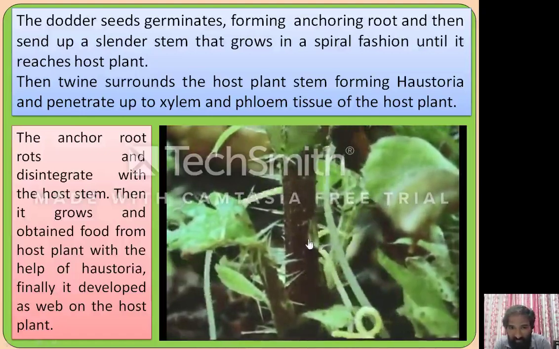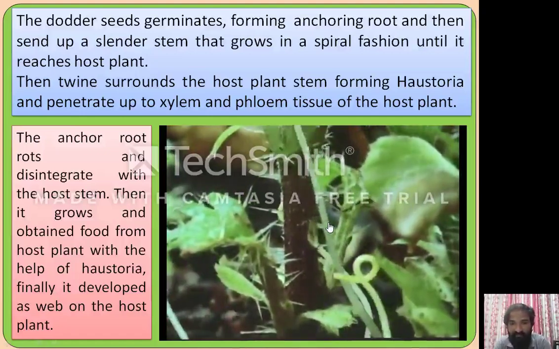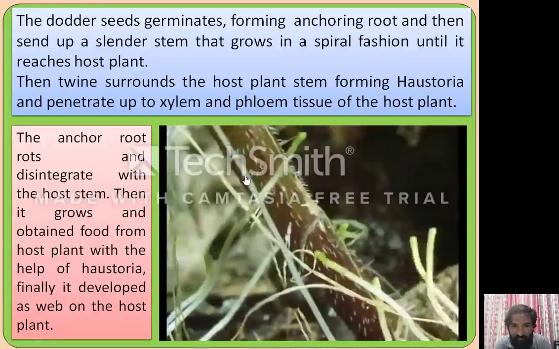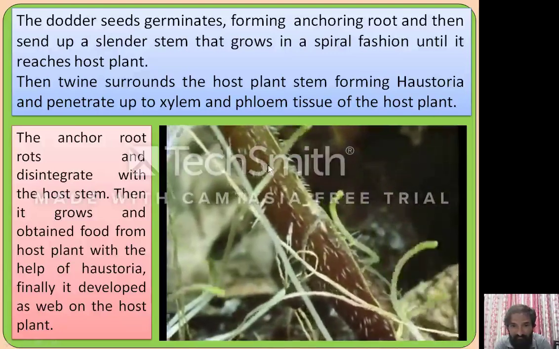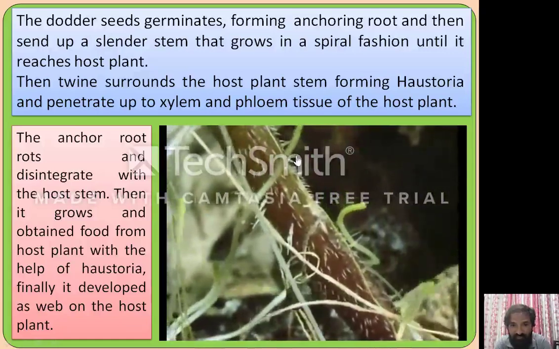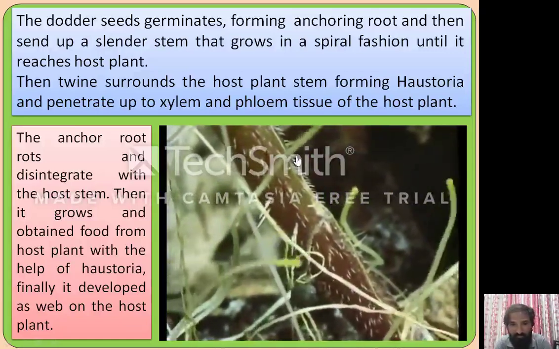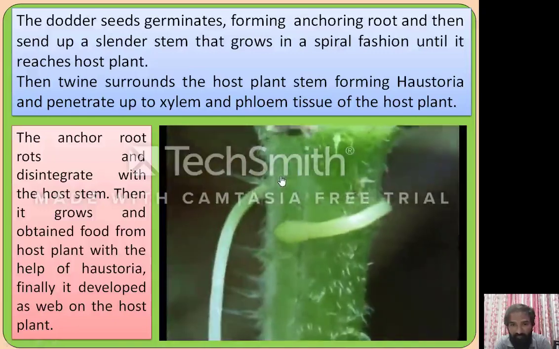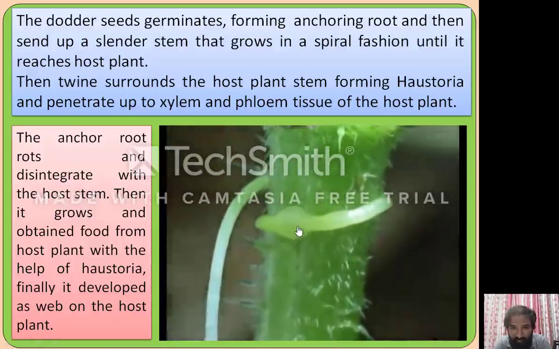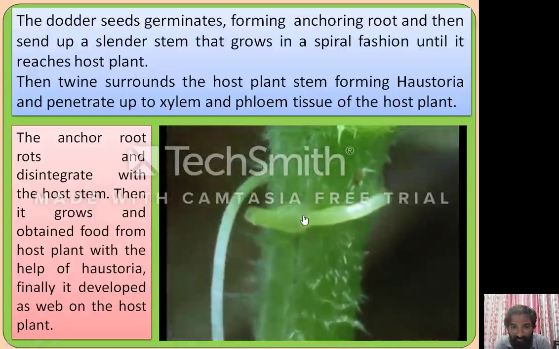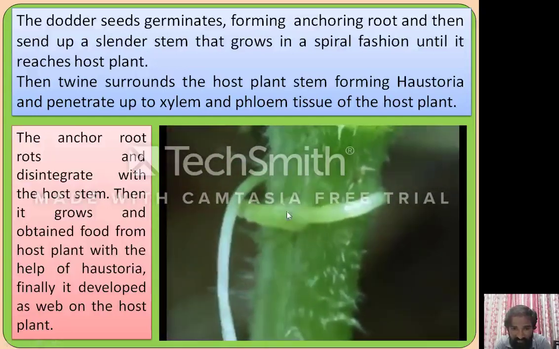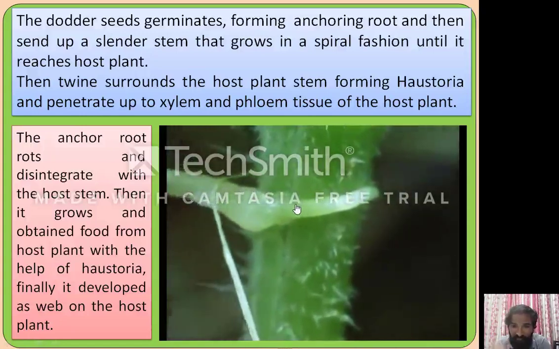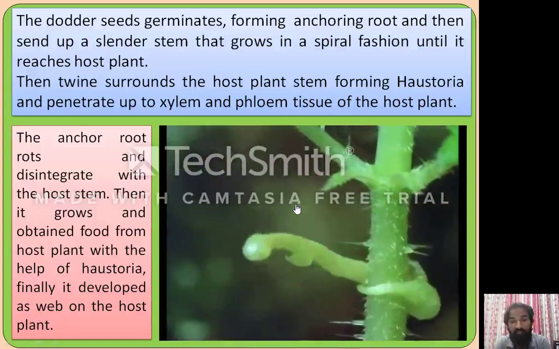It surrounds the host plant stem in a spiral manner. Just you see this stem of the dodder surrounds the host stem. Now it produces the haustoria into the host plant. Just you see here, the stem is bulged, so it produces finger-like projections that are inserted into or penetrated into the host plant.